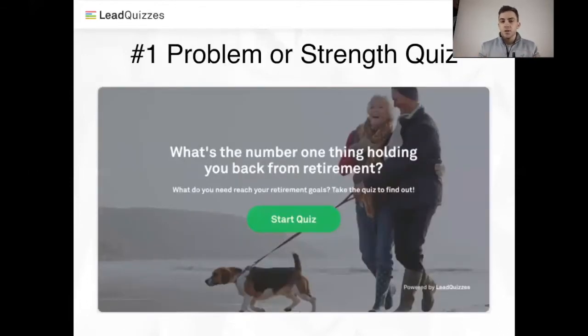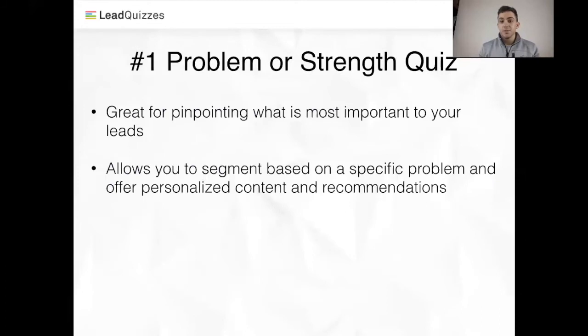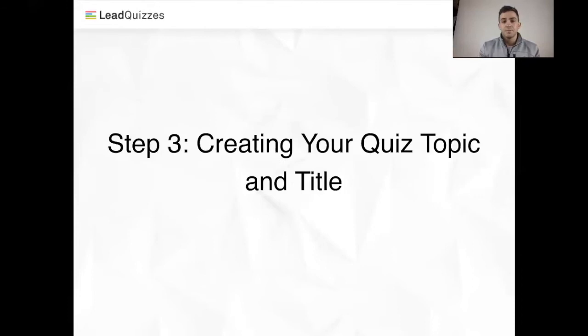Last is the problem or strengths quiz. And what this allows you to do is really pinpoint what's most important to your leads and then allows you to segment and offer personalized content and recommendations. One theme that you guys are probably seeing is that you're really able to segment and tailor your message to your leads with all of these different quizzes. And that's the power of using these quizzes, really, is being able to segment and tailor that message after.